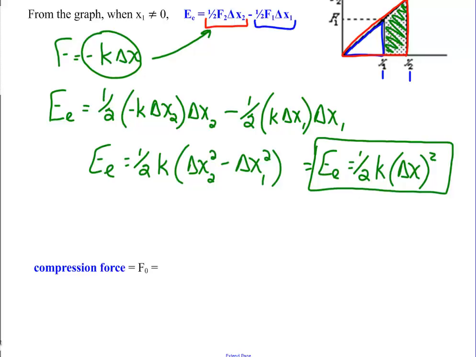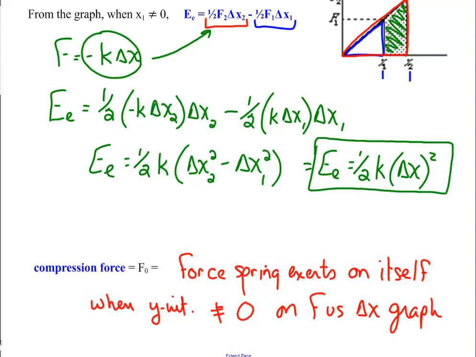When that happens, we have something going on called a compression force, and that is the initial amount of force that the spring exerts on itself. And in order to get a spring to stretch, you have to supply at least the compression force quantity before you can get it to stretch. Very stiff springs tend to have compression forces.